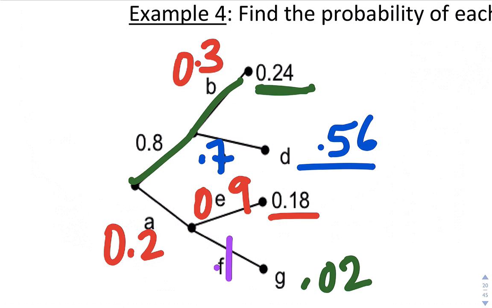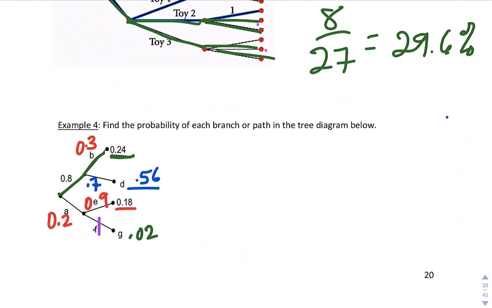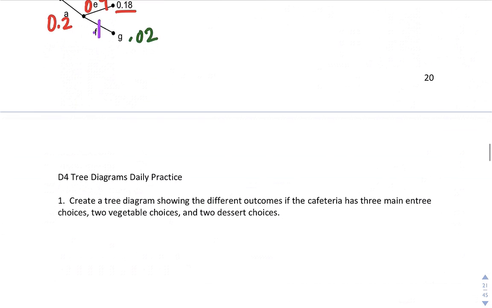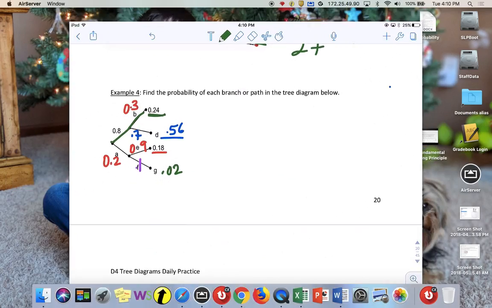Okay, so there it is. Multiply along the branches to get the end result. If they come off the same dot, they add to 1 or 100%. Okay, the rest is your assignment. So you can try this.